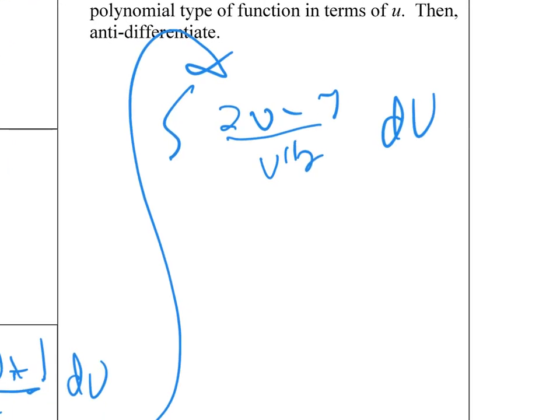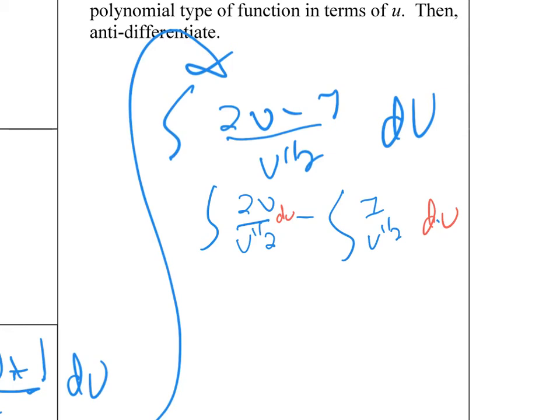How would I work on that one? I probably would break that up into two fractions: the integral of 2u over u to the 1/2, minus the integral of 7 over u to the 1/2, and both of these will share the du. You can put them together if you want.